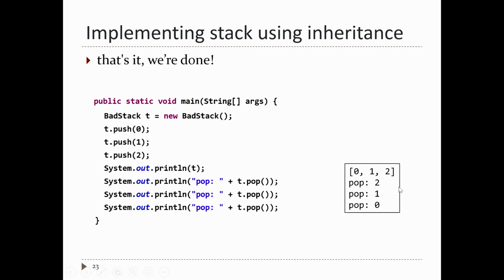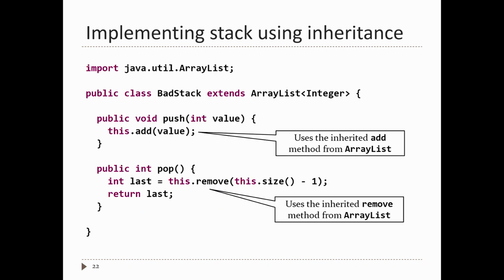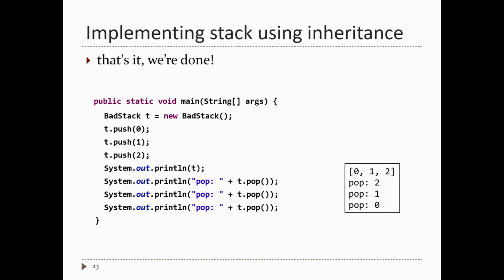I pop it again, I get the 1. Again, great. Pop it again, I get a 0, right? Pop it again, you get an exception. The exception comes from the list class for free, or from the array list class for free, right? So it looks amazing. You wrote 1, 2, 3, 4, 5, I guess 6 lines of code, and you have a fully functioning stack. So that's the power of inheritance, right?